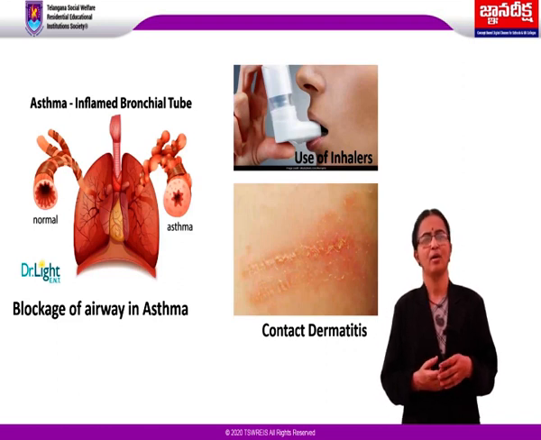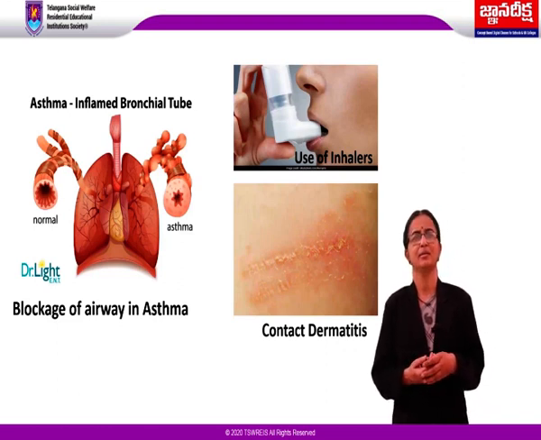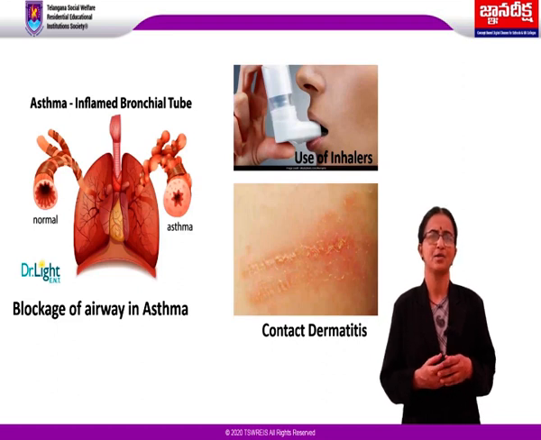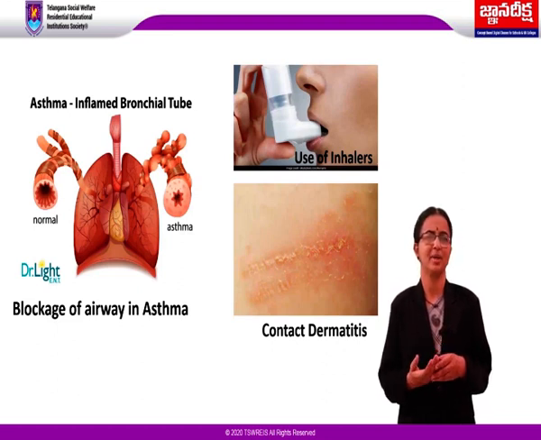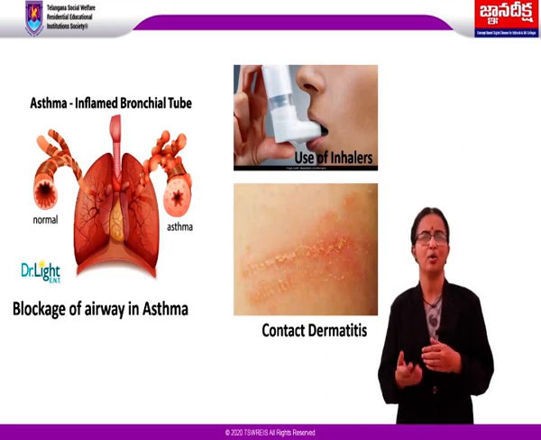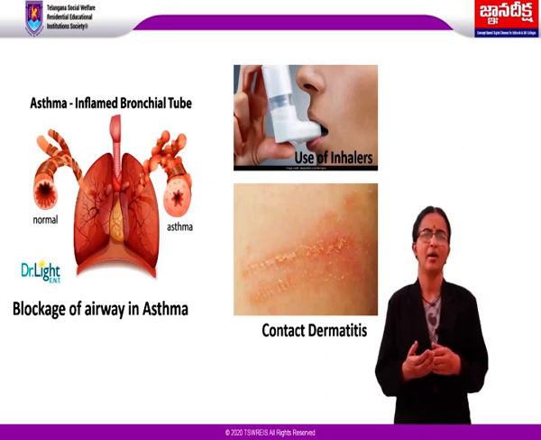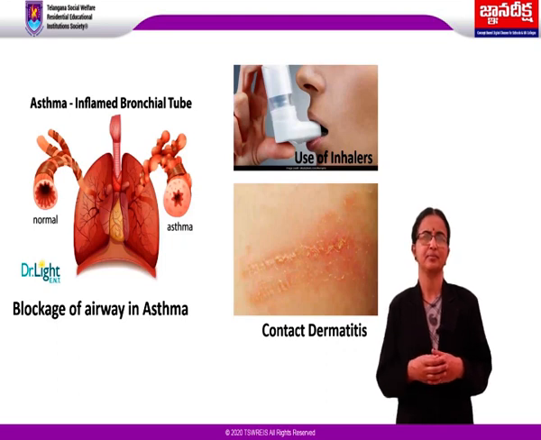Atopic dermatitis or contact dermatitis is another one. Derma refers to skin and itis means inflammation. It is a red, itchy rash caused by direct contact with a substance or an allergic reaction to it.